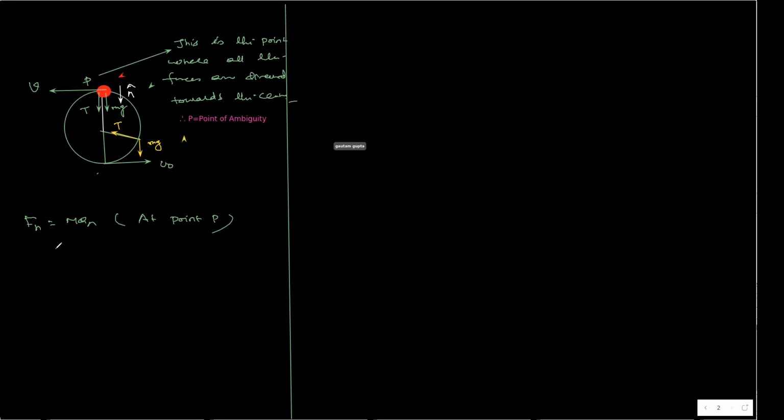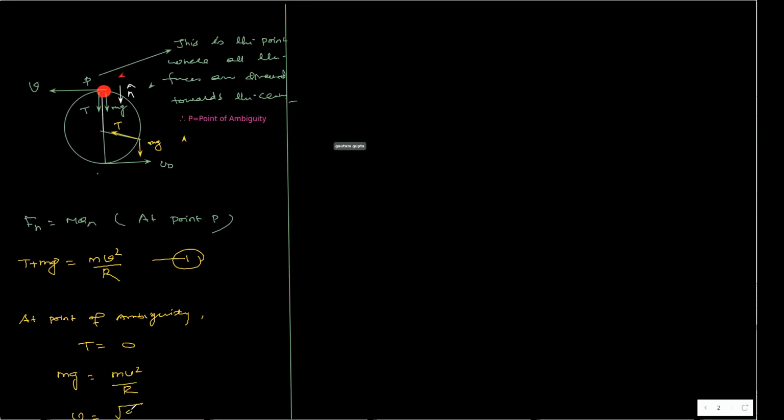So N cap. So Fn here is your T plus mg. T plus mg is equal to M into An, which is V square by R. Right? So this is your one equation. Now, at the point of ambiguity, you have to make tension 0. So if you make T as 0, then your mg will be mv square by R. That means V is equal to root gR.